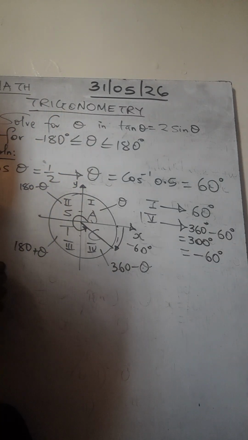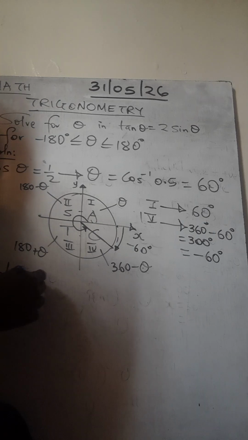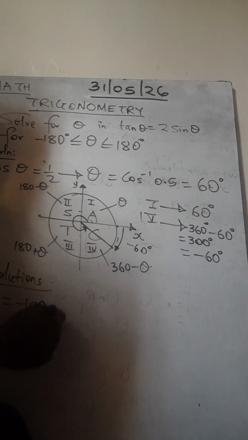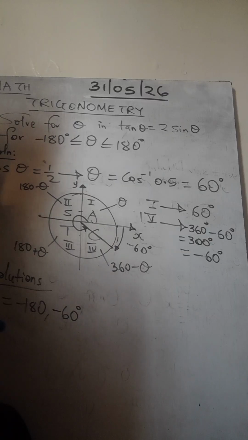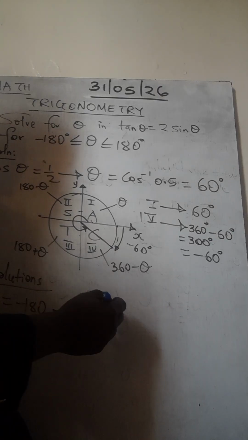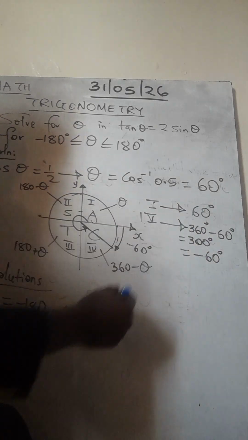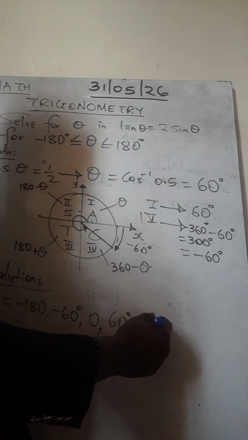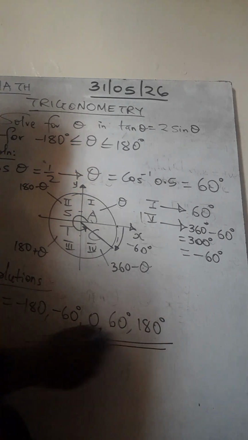So all the solutions that we got: previously we got 180, here we have got negative 60, previously we got 0 when sine was 0, and then we also got 60 here, and when sine was 0 we also got 180. So these are all the solutions that you need to have.